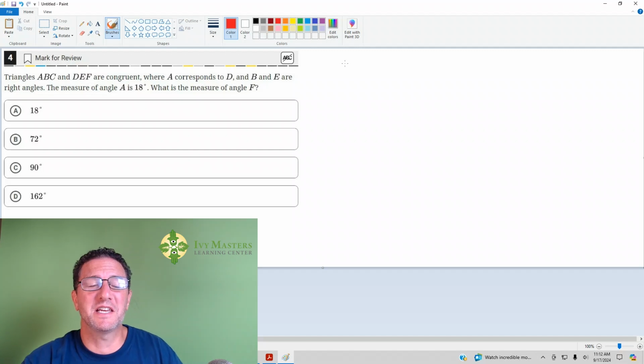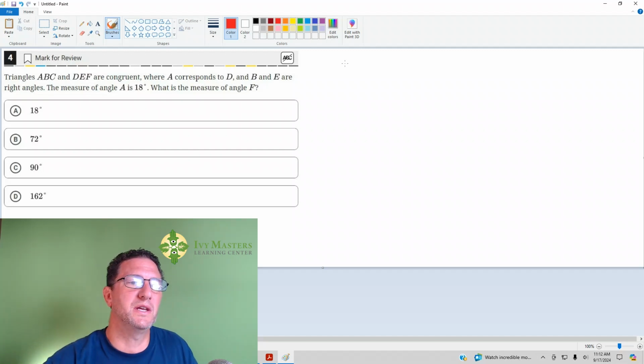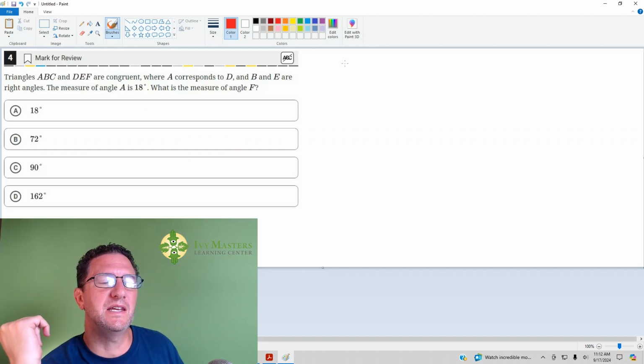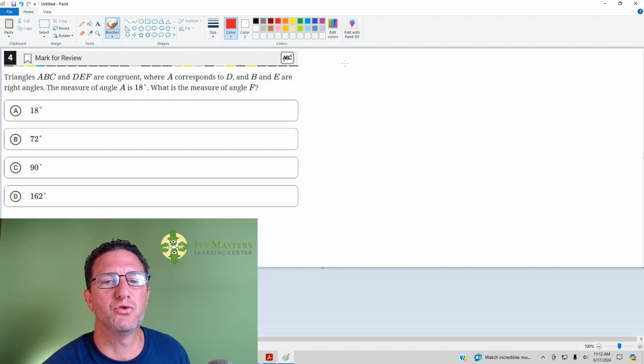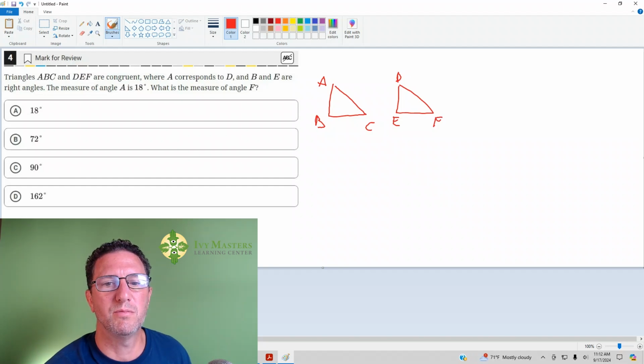Today we're going to look at the fourth question from Digital SAT Test 3, Module 1. Number 4 reads, triangles ABC and DEF are congruent where A corresponds to D, B and E are right angles. Whenever there's something to draw, I recommend you draw it. So we're going to draw 2 right triangles, and we've got A, B, C. We've got D, E, F, and it tells you that B and E are right angles.